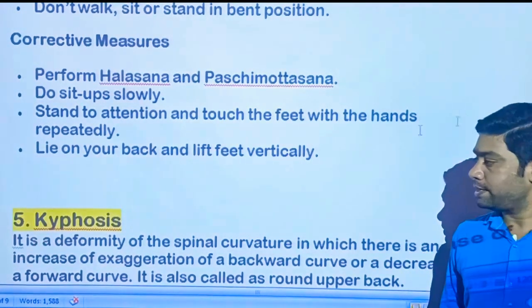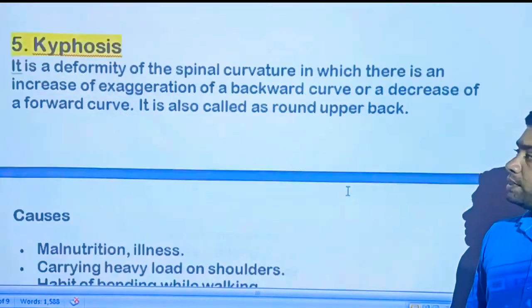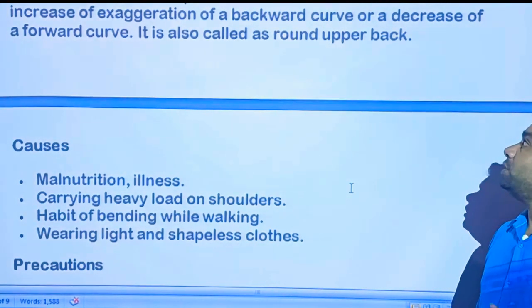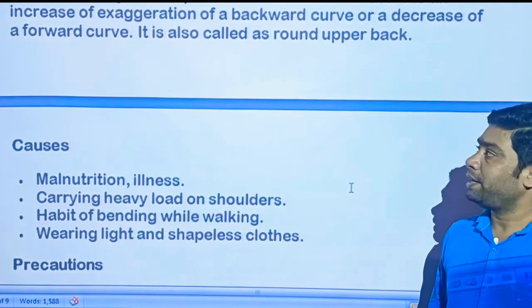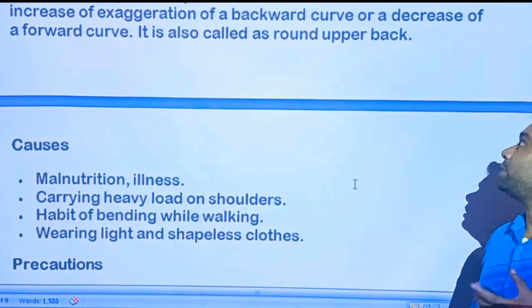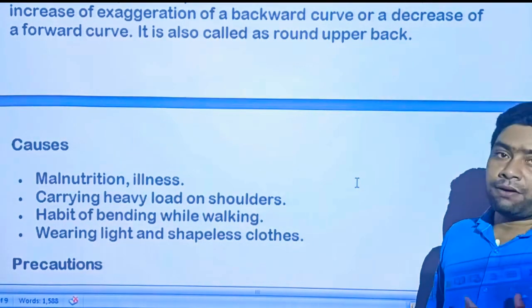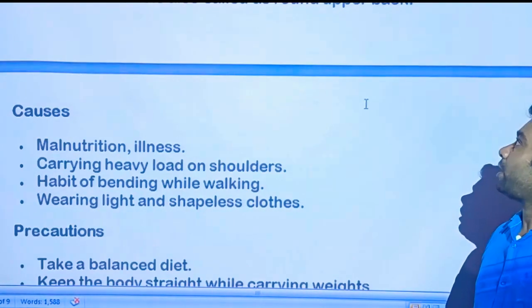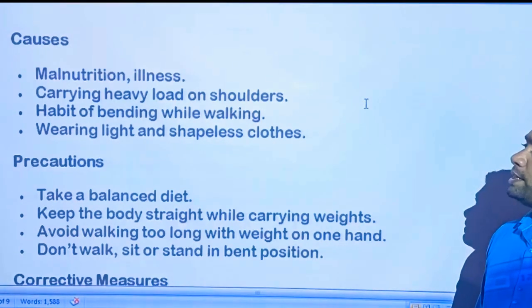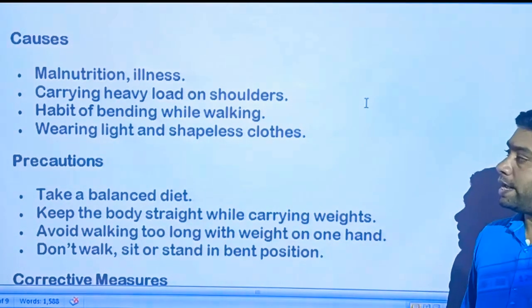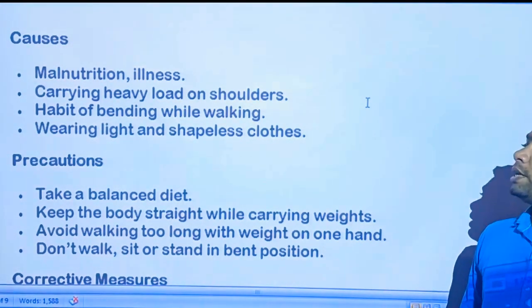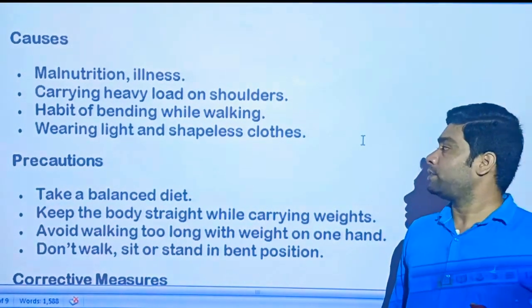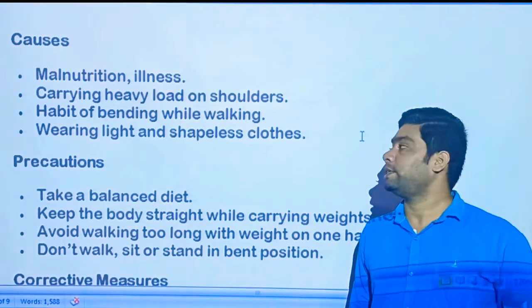Now the fifth one is kyphosis. Kyphosis is a deformity of the spinal curvature in which there is an increase of the backward curve or a decrease of the forward curve. And it is also called a round upper back. Causes: malnutrition, illness, carrying heavy loads on shoulders, the habit of bending while walking, wearing tight and shapeless clothes.